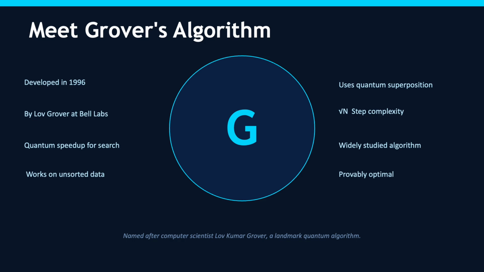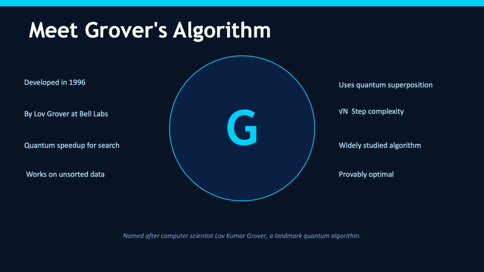Grover's algorithm was invented in 1996 by a computer scientist named Lov Grover, while he was working at Bell Labs in the United States. At the time, the idea of quantum computing was still very theoretical, but Grover showed mathematically that a quantum computer could search an unsorted list much faster than any classical computer. What makes this algorithm special is that it works on unsorted data. You don't need to arrange your list in any particular order for it to work.